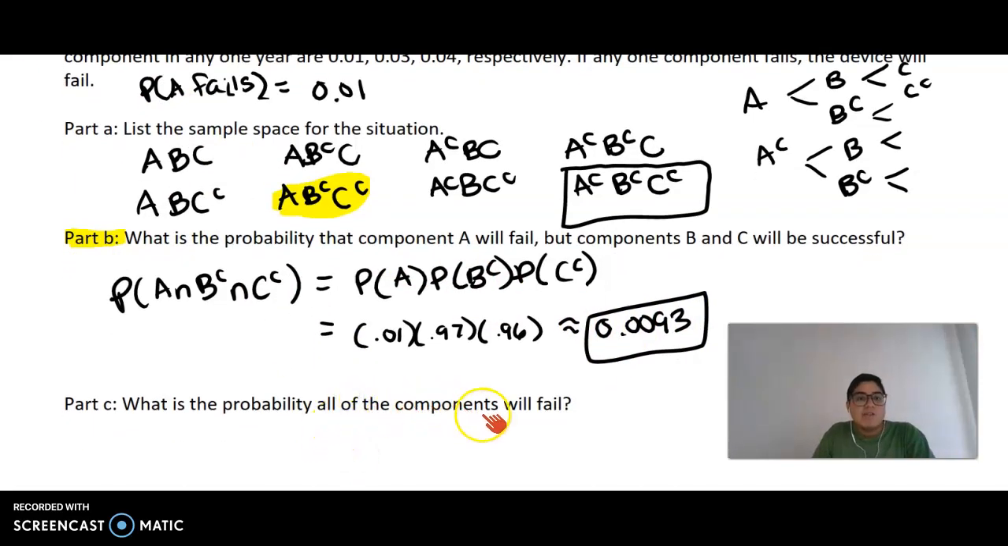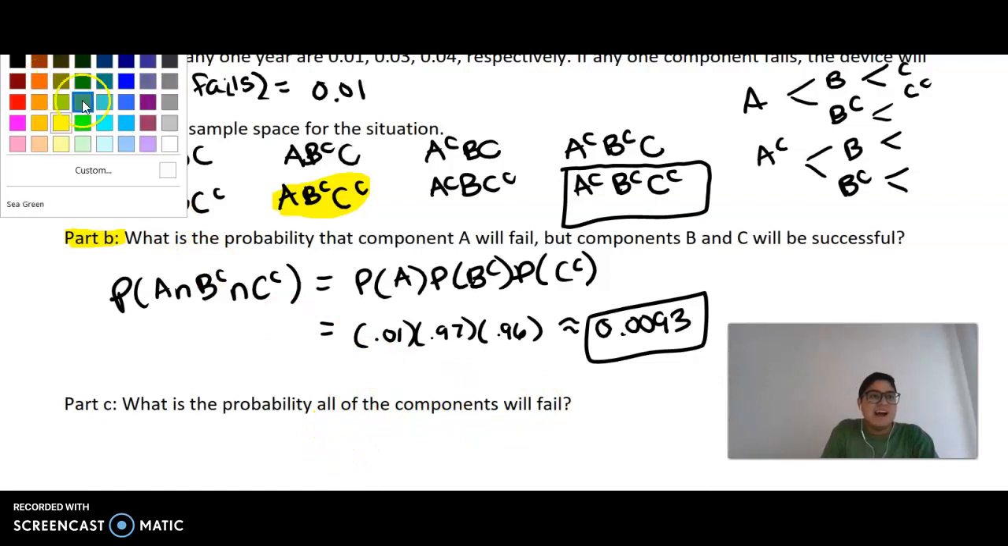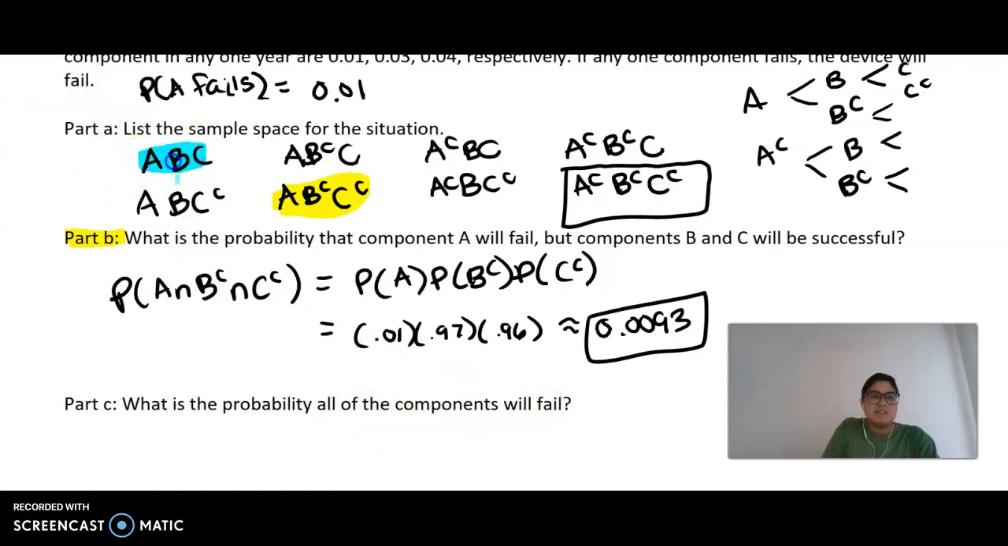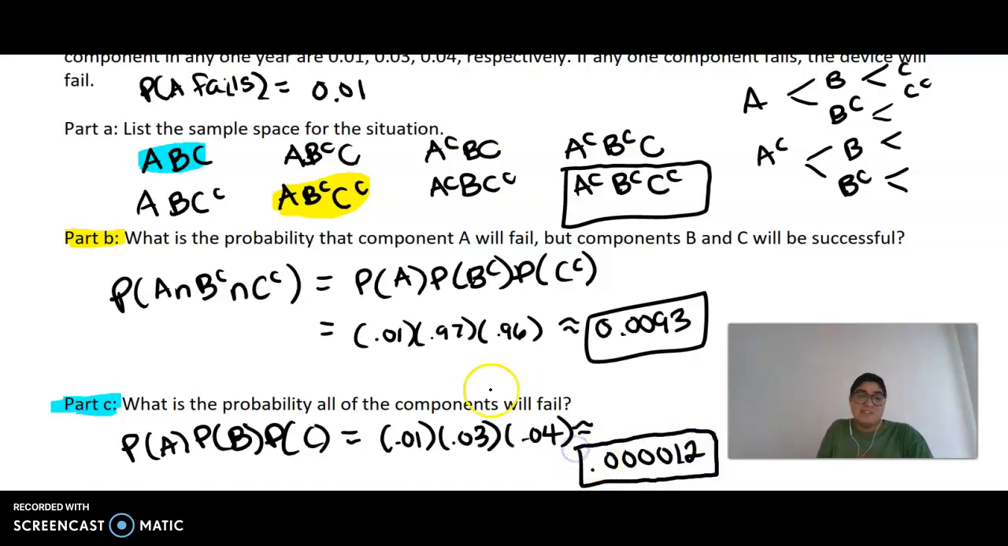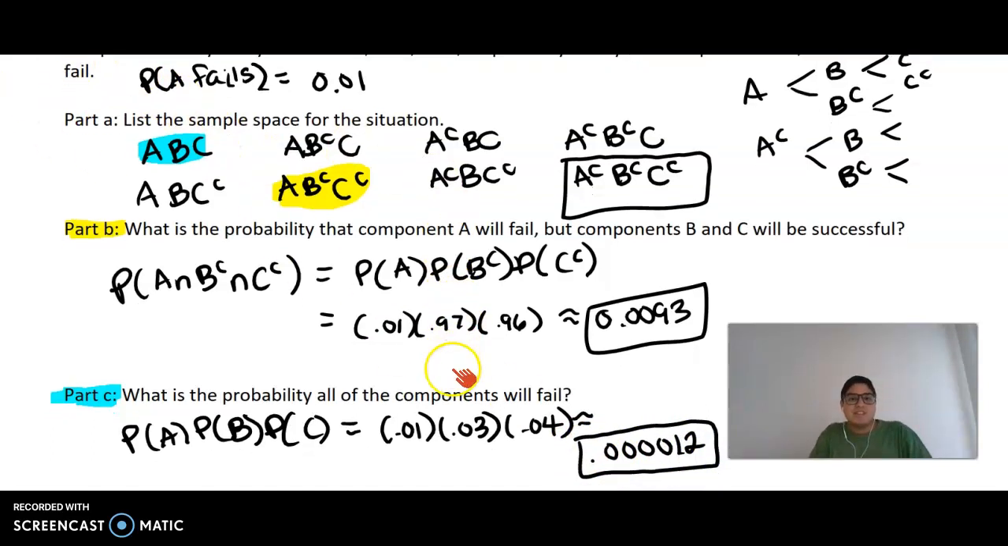Okay, what is the probability all of the components will fail? So now here, I want that they all have a capital letter, so that's going to be this space right here. So part C happens there, so that's just going to be the probability that, and I forgot my notation, I am so sorry, but I imagine you all are thinking A and B and C. So here 0.01 times 0.03 times 0.04 gives us an approximate probability of about 0.000012. Very small probability that they're all going to fail. So we have reason to believe at least one of the components will be successful.